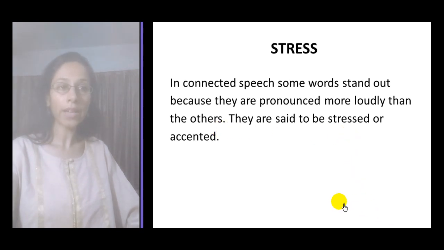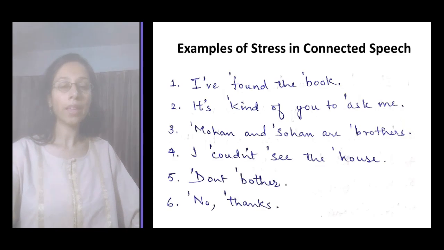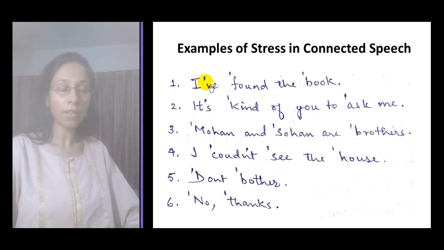And we'll look at the examples and then we'll try to understand how it works. Now, let us look at the first example. In the first example, the first mark that you see is an apostrophe, and it is not the stress mark. The stress mark that you will see in the sentences would be a short, vertical line.